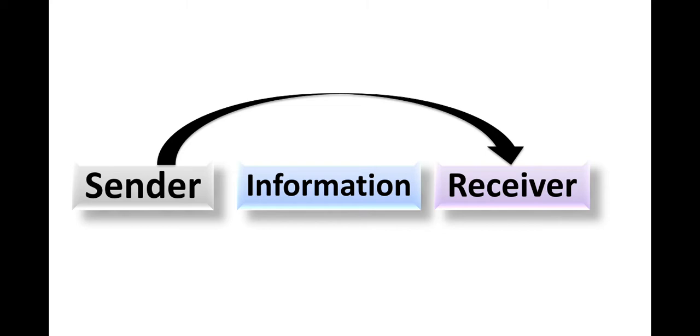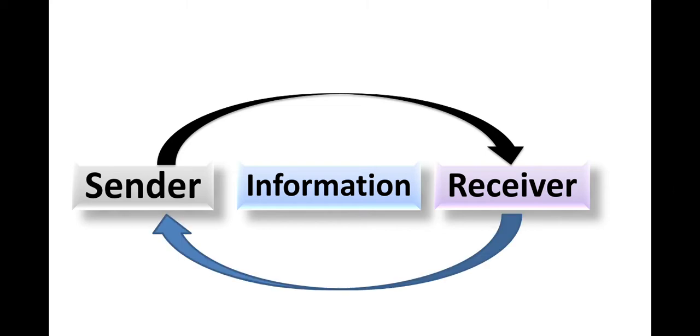At the same time, receiver also sends his message to the sender and they exchange their roles. That means receiver becomes sender when he sends his message to the sender and sender becomes receiver. So this is what communication is. Very simple. So when you convey your message successfully to the receiver, that is communication.